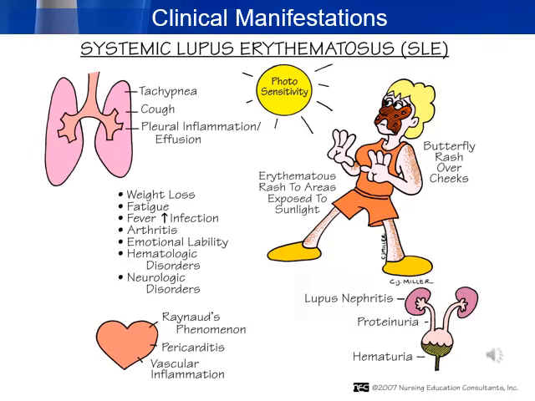Again, chronic kidney disease is a leading cause of death for people with lupus, so they definitely, as a result of their lupus, could end up with end-stage renal disease at some point in time and end up dying from their chronic kidney disease.